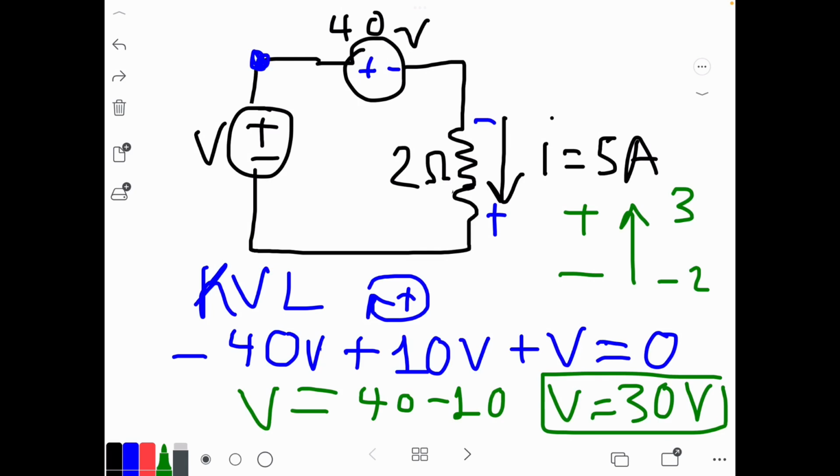You have a voltage source at 40 volts. You have a 2 ohm resistor which has a current going through it at 5 amps, and we have a voltage source at the end that we don't know. So this is how we're going to find it.